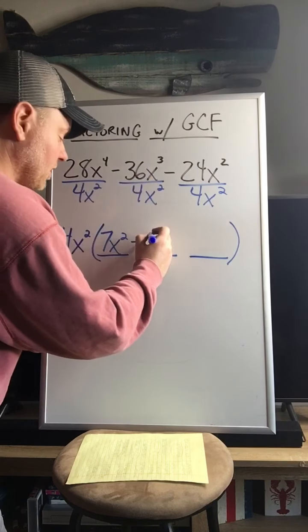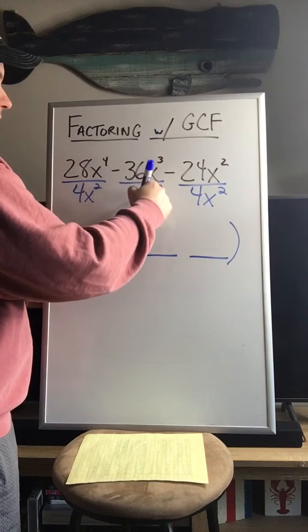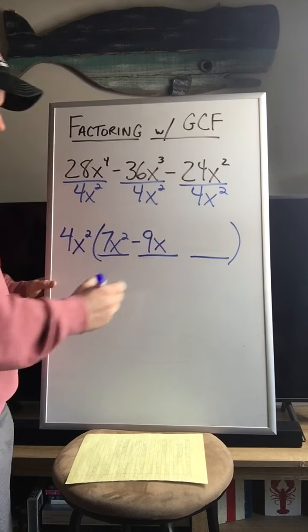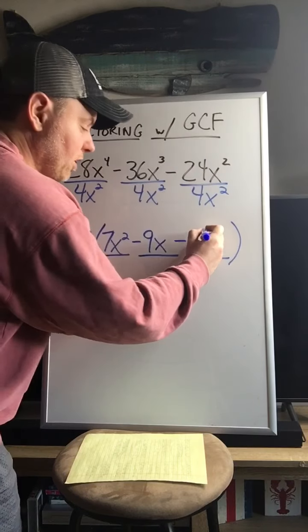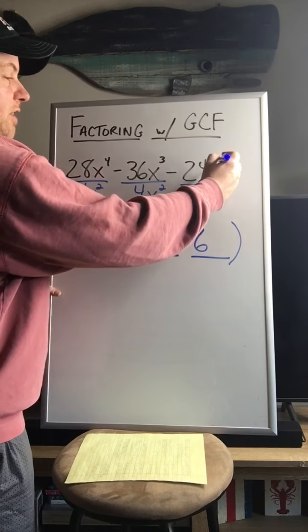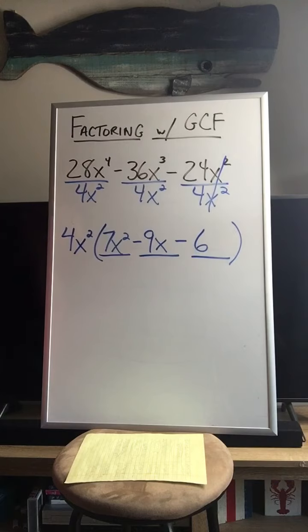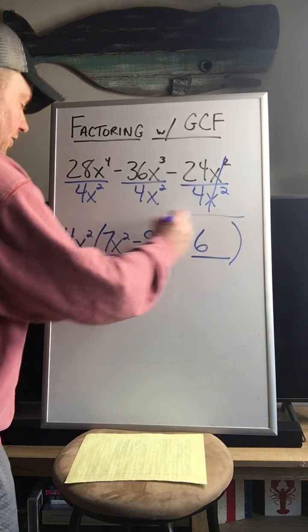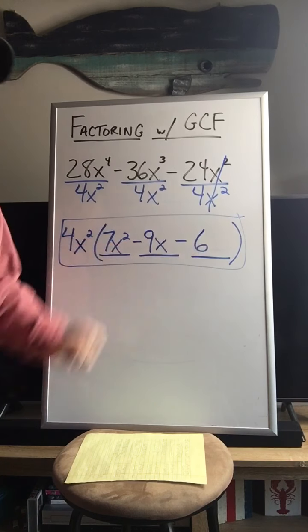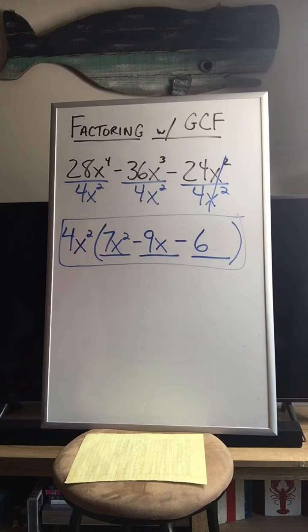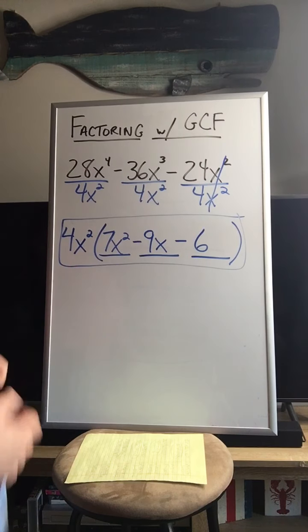36 divided by 4 is 9. X to the third divided by x to the second is x. And then another minus. 24 divided by 4 is 6. And x to the second divided by x to the second completely cancels out. So this would be our factored answer with our GCF up front and then our remaining trinomial right there. Okay? So this is our process of factoring using the GCF.